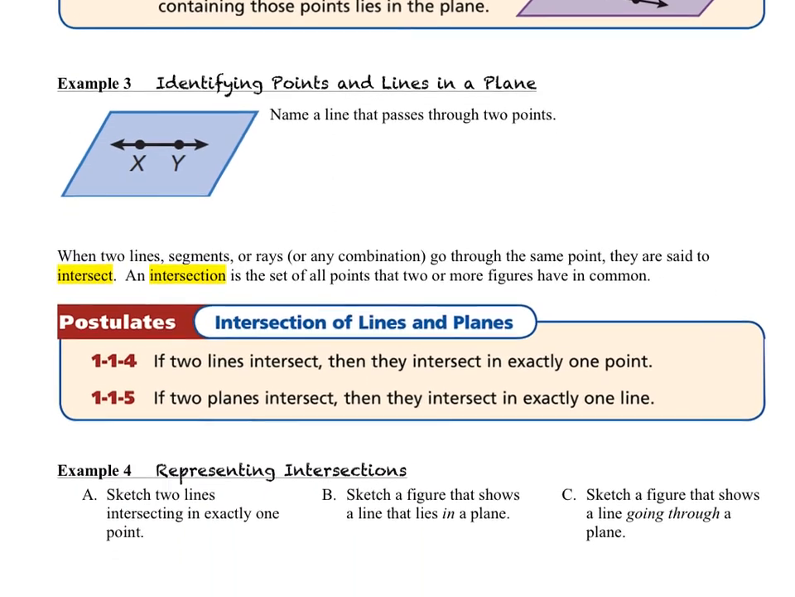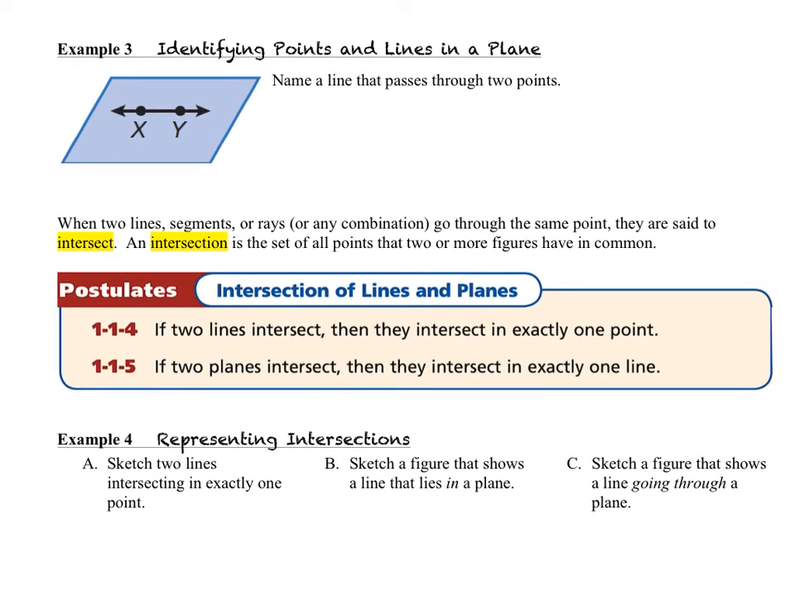All right, let's take a look at example 3. We want to identify points and lines in a plane. We want to name a line that passes through 2 points. We can see that we've got line XY. We could have called it YX. Also, remember that we have to have that line symbol above it for proper notation and capital letters.